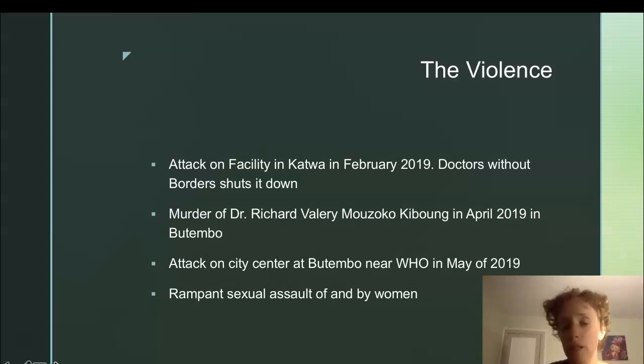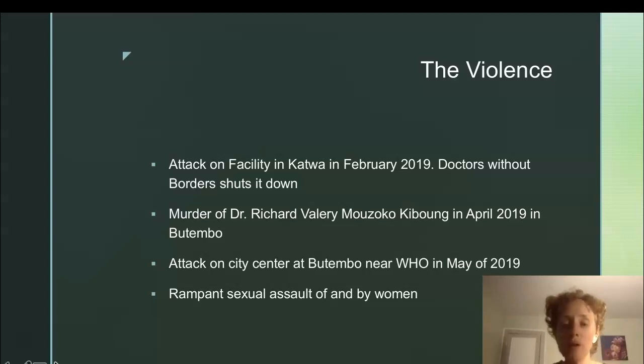In April 2019, a very respected doctor from Cameroon, I believe, Dr. Richard Valery Mouzoko Kiboung, was killed in a staff meeting in Butembo. So he was in a staff meeting, and in fact, one of the assailants who came in to kill him shouted, Ebola is false, or something like that, just like Ebola doesn't exist. You made up this disease. And so they're using this as political warfare. And then there was an attack on the city center at Butembo just a month later near the World Health Organization, which shut the World Health Organization down for a few days. And they're the ones coordinating the effort, right?